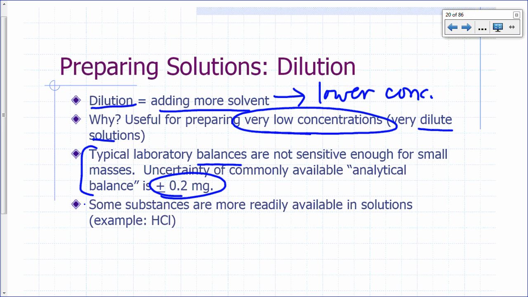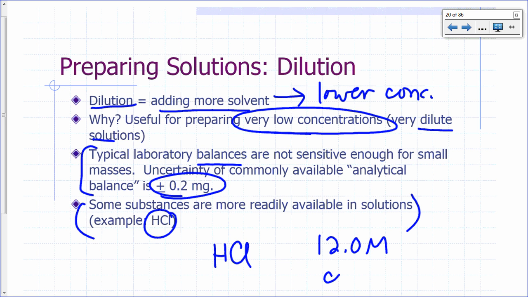Some substances are also more readily available in solutions. For example, hydrogen chloride is a gas, and you don't want to be handling that. It's more readily available as a 12 molar solution, concentrated HCl. It's already mixed with water. So you prepare solutions of HCl from a stock solution that is 12 molar.